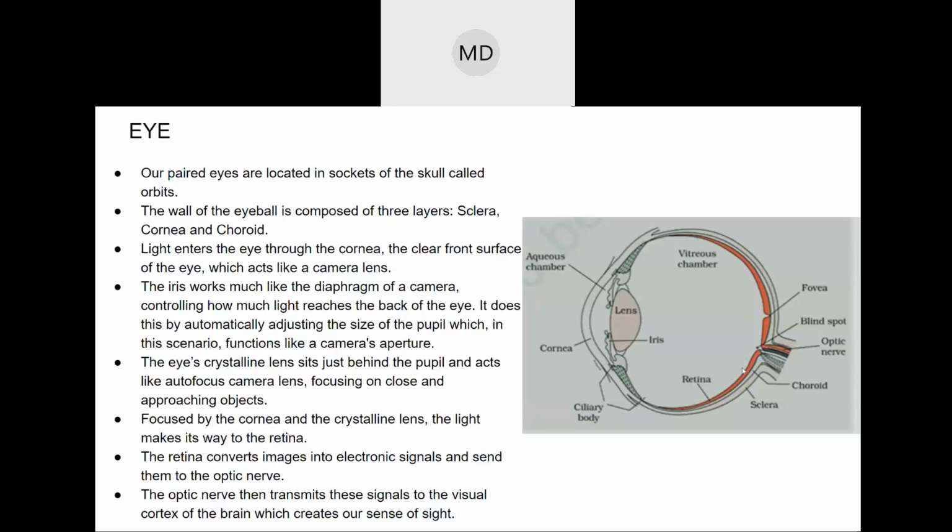Then it will send these electrical signals through the optic nerve to the brain. The retina converts the image into electrical signals, sends them through the optic nerve, and they go to the brain. Then the brain will send a signal that this is that and this is what it is. That is why you can identify things.